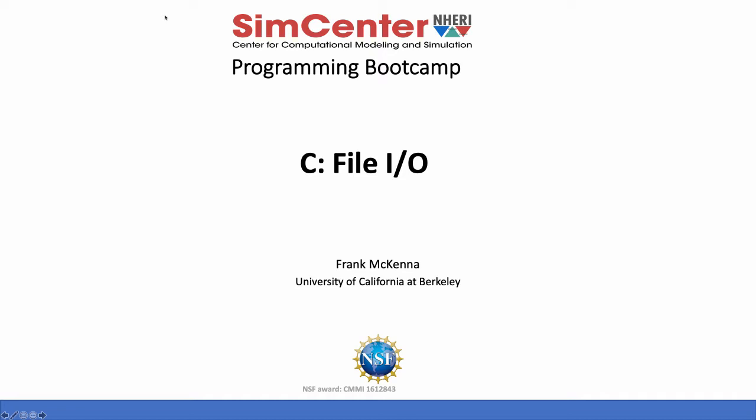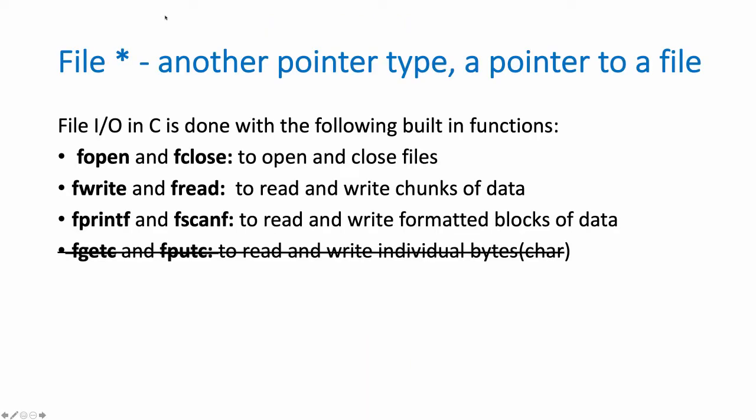In this video, I'm going to demonstrate how we perform file I/O in the C programming language. So, we're going to introduce now a new pointer type, a pointer to a file, something new. We get this pointer by invoking the fopen function. Fopen and fclose are two new functions that you haven't seen before.